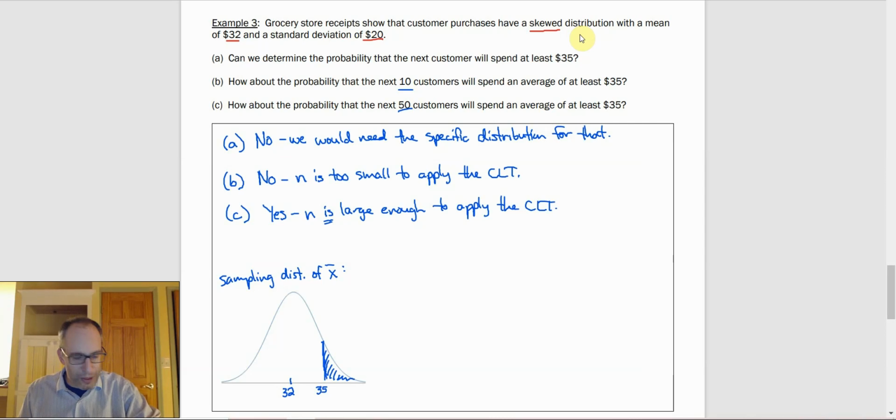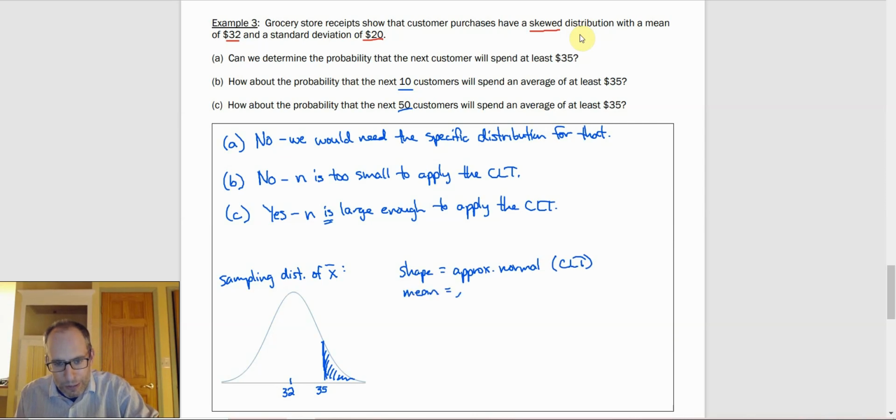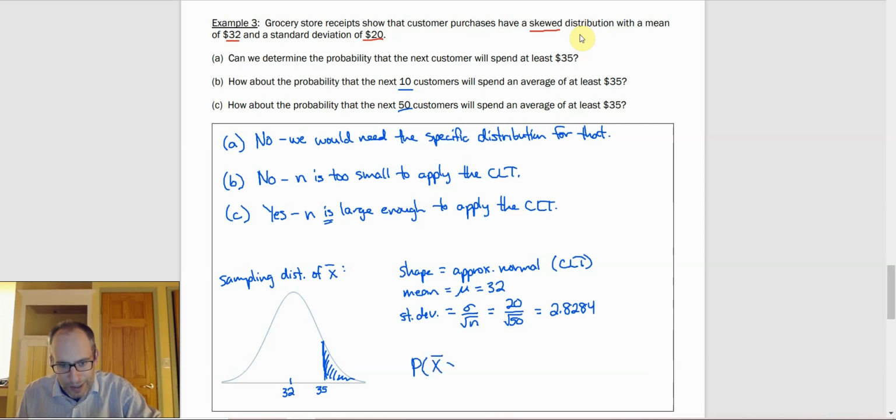So what do we know about the sampling distribution? We know the shape is going to be approximately normal because we had a big enough n to where we could apply the central limit theorem, because n is 50. Then the mean would be mu, which is 32, and the standard deviation would be sigma over the square root of n, which is 20 over the square root of 50. Let's see, I'm going to cheat and look: 2.8284, okay. There's my standard deviation. And the thing that we want is the probability that the sample mean is at least 35.